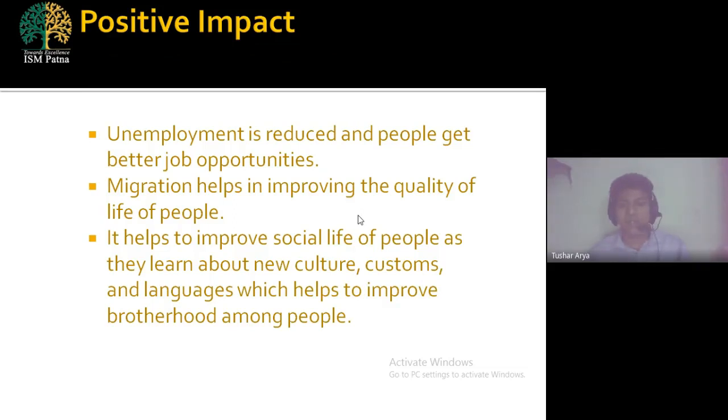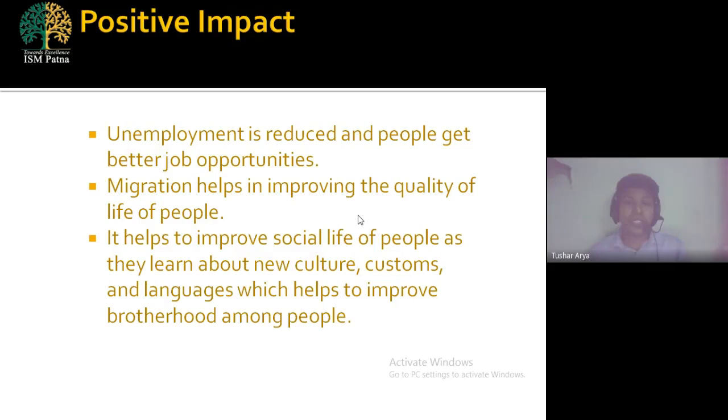The third point: it helps to improve the social life of people as they learn about new cultures, customs, and languages, which helps to improve brotherhood among people. No doubt, if a person has moved from a rural area to an urban area, it will improve his social life. In rural areas you see how people entertain themselves, how they spend their leisure time, what facilities they have, and what facilities a person has in urban areas in social life. And he learns about new culture, new customs, new languages, which helps to improve brotherhood among the social groups where he is residing now.